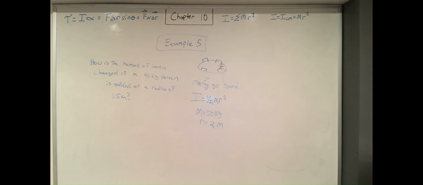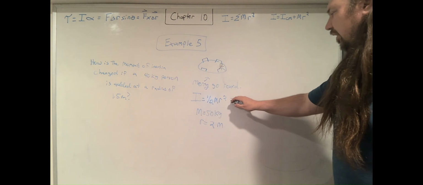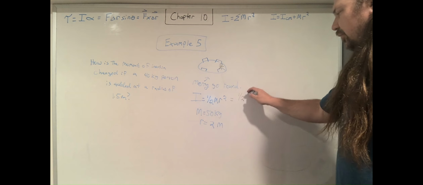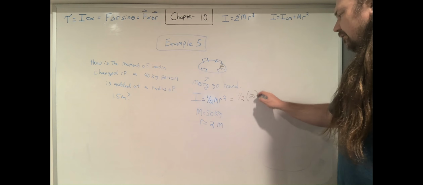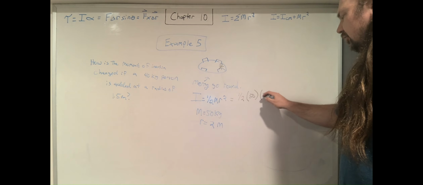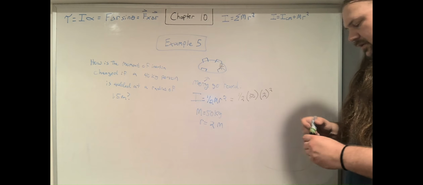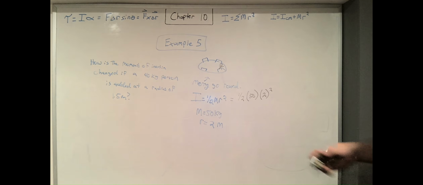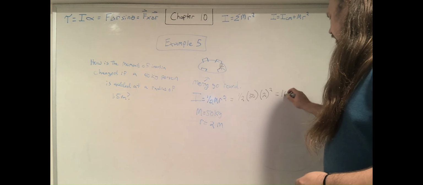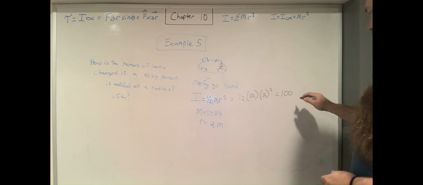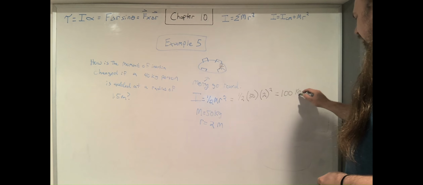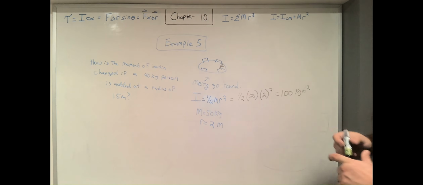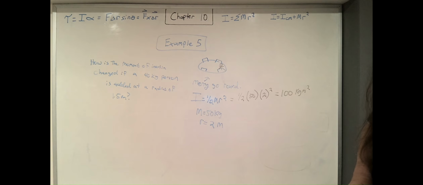How much? Well, for that I need to know what the original moment of inertia was, which was 1/2 mr squared, which is going to be 1/2 times 50 times 2 squared. All right, so the 2 squared is going to give me a 4. Half of that's going to give me a 2. 50 times 2 is going to give me 100. And then again, that's kilogram meters squared. So that's the initial moment of inertia.